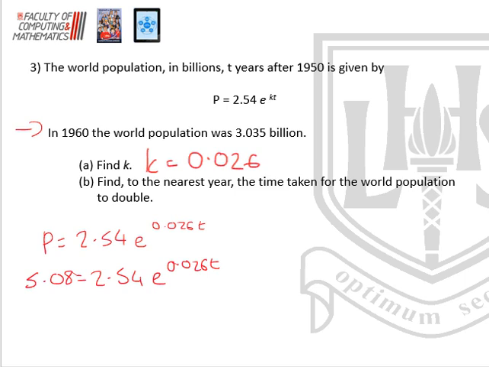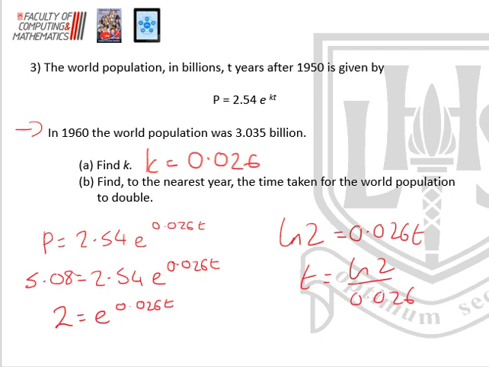Okay, now we're ready to solve. We've picked the population doubled, divide by 2.54, so 2 is equal to e to the power 0.026t. Look at that again, we're looking for it to double, so we want the e, the exponential, to be 2. Then we're getting rid of that e by doing ln2 is equal to 0.026t. So t is equal to ln2 divided by 0.026. So the time taken is 26.7, which means 27 years to the nearest year.